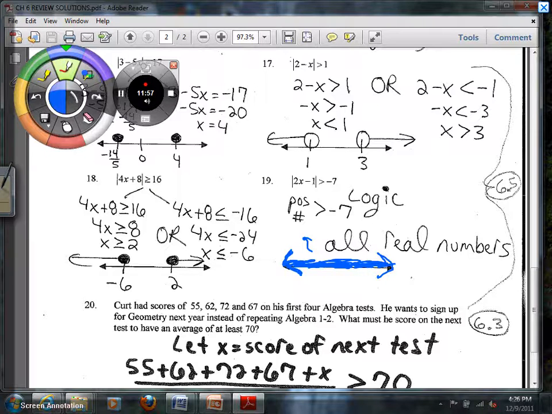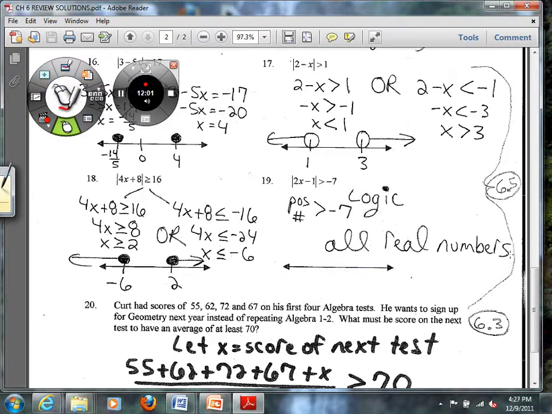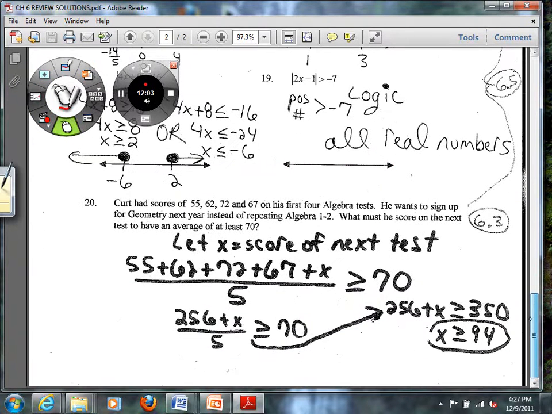Okay. Alright, this is tough. Let me get over here. Okay. So then the last problem is an application. You have all these scores, and these are your first 4 scores, and then you got a 5th score you don't know, so you add your x, you divide by 5 because there are 5 scores. You're trying to figure out an average of at least 70, so that's greater than or equal to, and you add those up. That's 256 plus x.